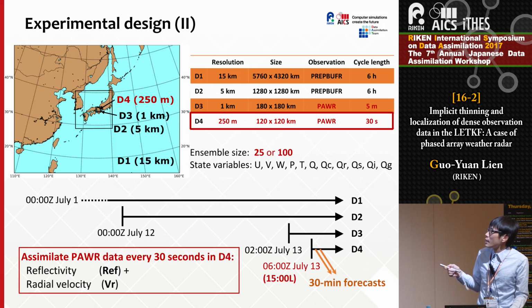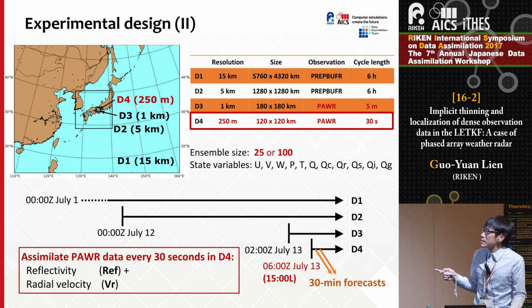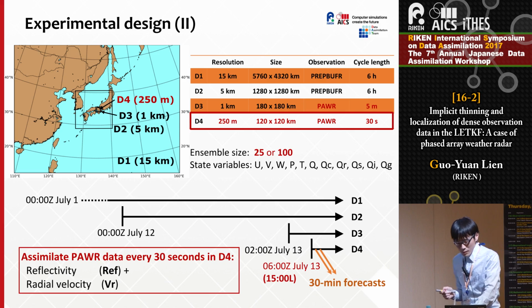So this is the design of the domain. We use this multiple nested system to propagate the large-scale environmental conditions to this small, very high-resolution inner domain. In the innermost domain, we run the model at a 250-meter resolution and assimilate both the reflectivity data and the radial velocity data at a 30-second update cycle.